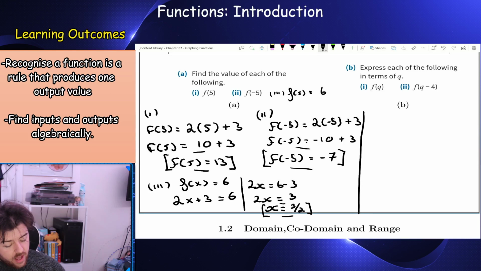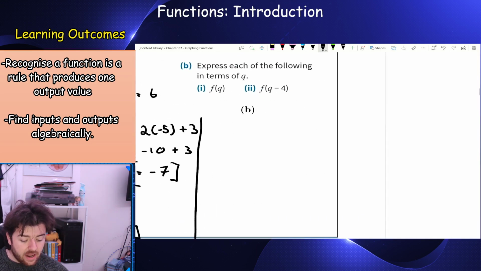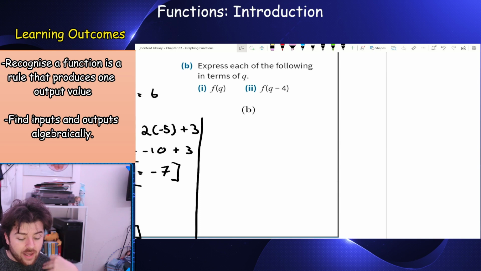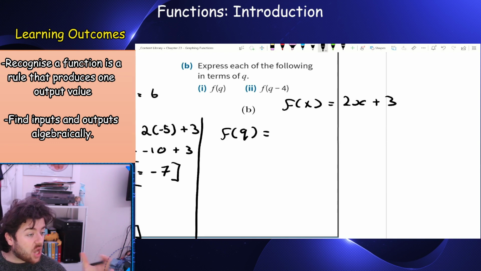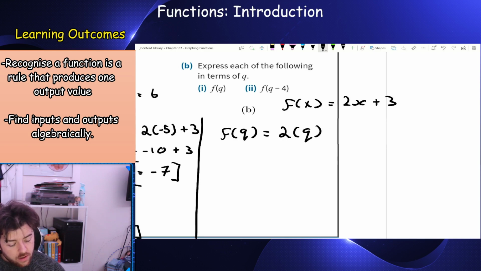Now, while I have numeric terms in there, I could also be asked to do this with algebraic terms. So if we look at this example here, express each of the following in terms of q. So f of q. Just to remember here, f of x equals 2x plus 3. So f of q is going to equal, wherever I have x, I'm putting q. So I'm going to have 2 times q plus 3.